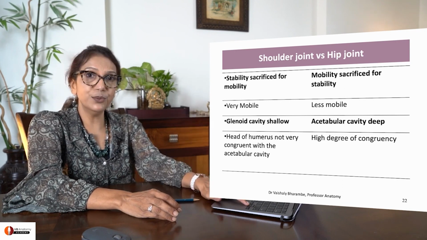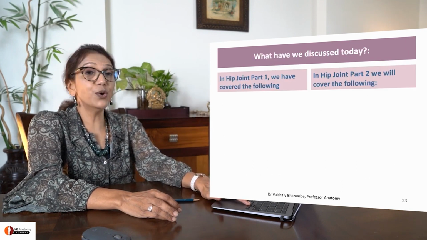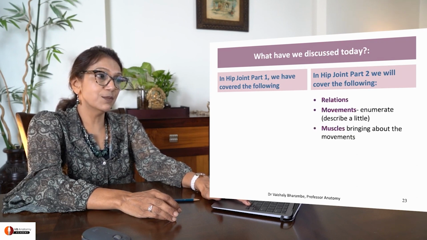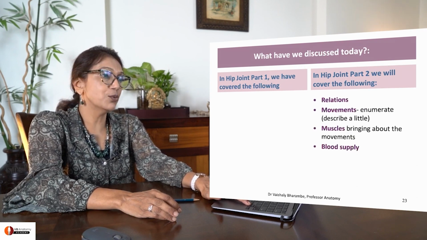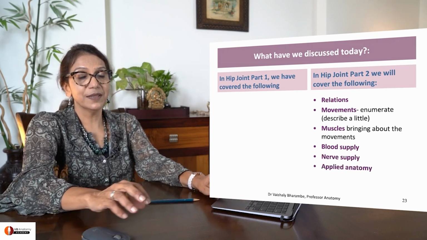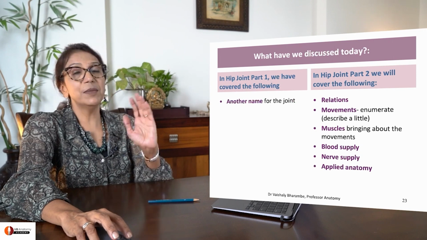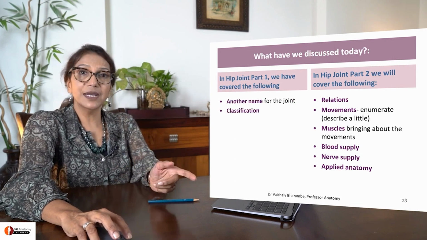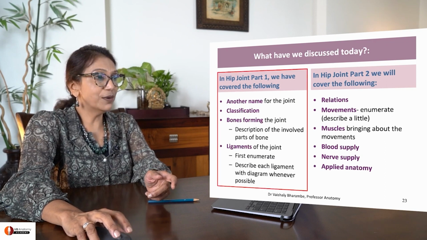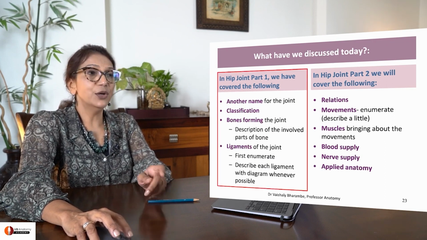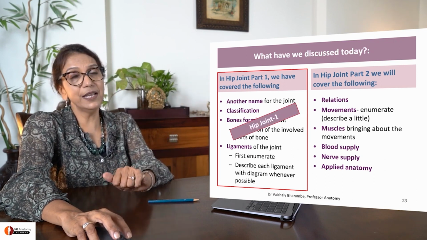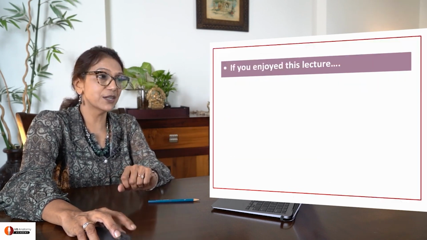Do study this too. So what have we studied? Today we studied relations, movements, muscles producing movements, blood supply, nerve supply, and applied anatomy. This was hip joint 2. In my earlier lecture, I have covered classification, bones, and ligaments of the joint. Do go and watch hip joint 1 as well to have a complete understanding about this topic. I've given the link for hip joint 1 in the description section.